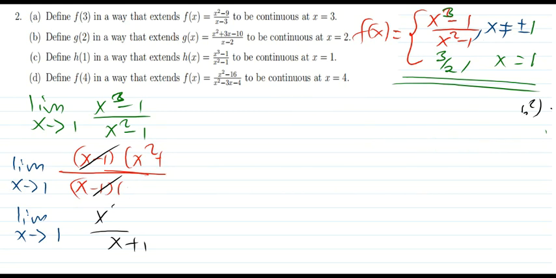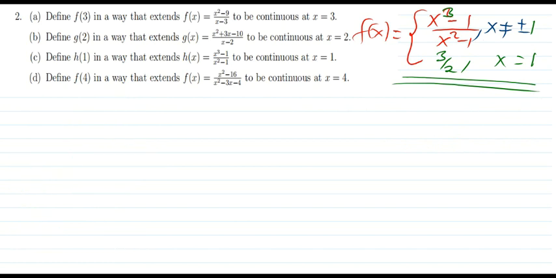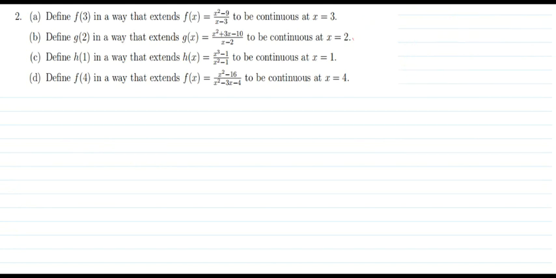Now let's go to the last one, which is D. So D, I have, let me just get rid of this. So it's going to be, I can write this.